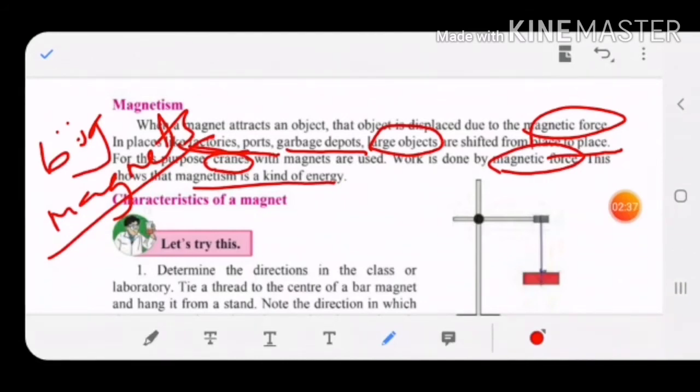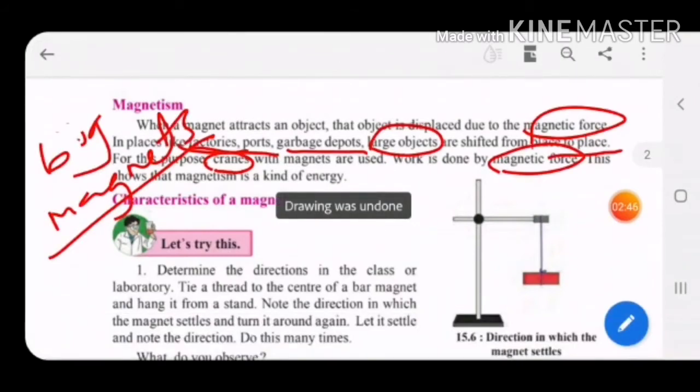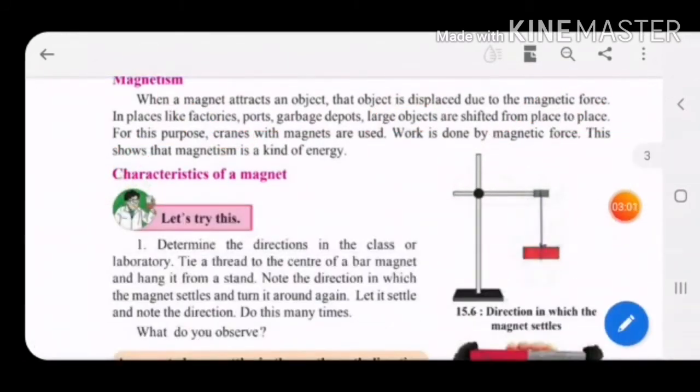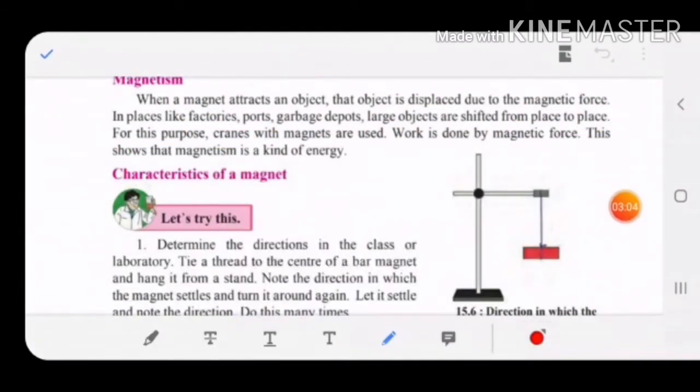In places like factories and ports, where large objects cannot be displaced by a single person and many people are needed, these big cranes in which magnets are fitted are used. Due to that, it is easier to shift the large objects from one place to another. This property is called what? Nothing but magnetism. Remember this.